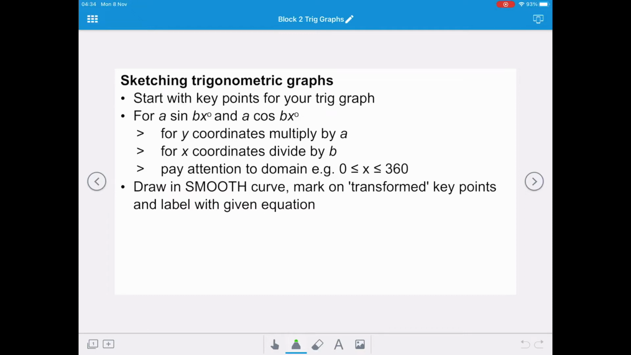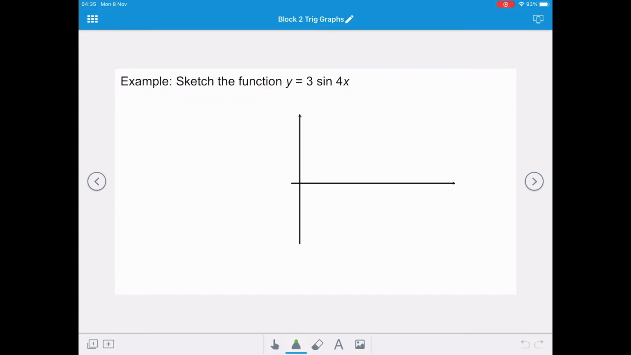In this second video, we're going to look at sketching trigonometric graphs. In order to do this, we start with the key points from our trig graph, whether it's based on a y equals sin x, cos x, or tan x curve. And for a sin bx and a cos bx, for the y coordinates we multiply by a, and for the x coordinates we divide by b. Pay attention to the domain, and make sure you draw in a smooth curve, mark on the transformed key points, and label with the given equation.